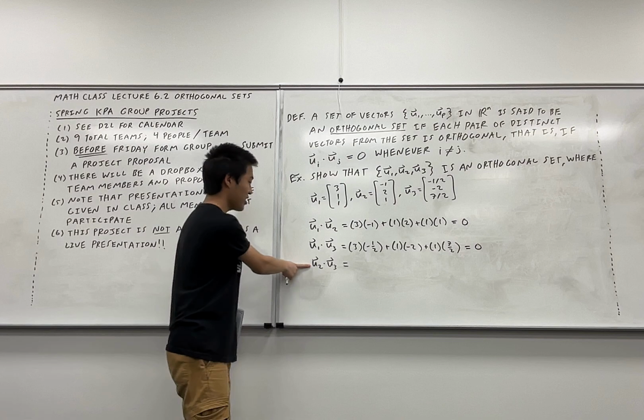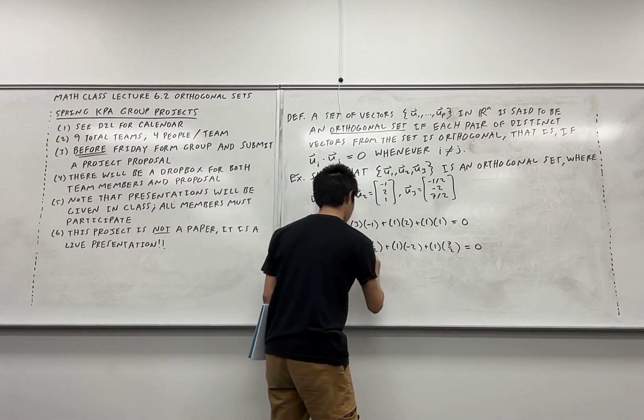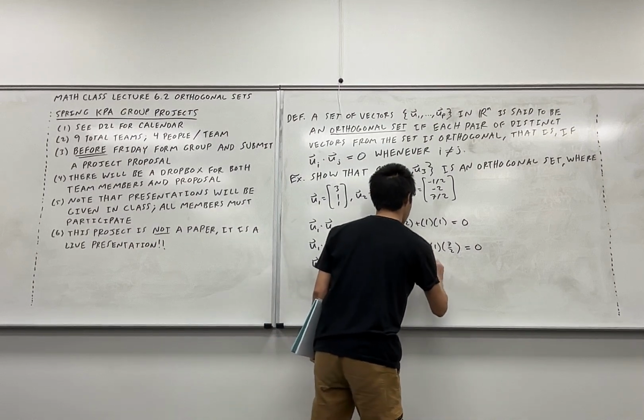So then, the last one to check, U2 dot U3. How do I set this up? Negative 1 times negative 1/2. 2 times negative 2. And then 1 times 7/2.